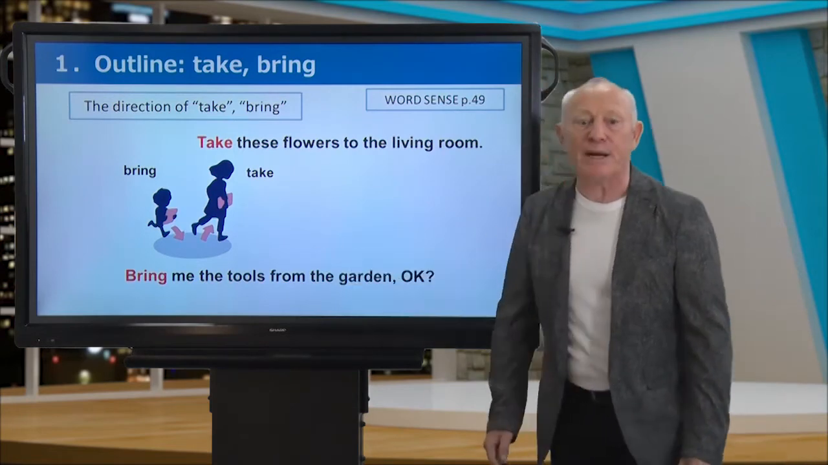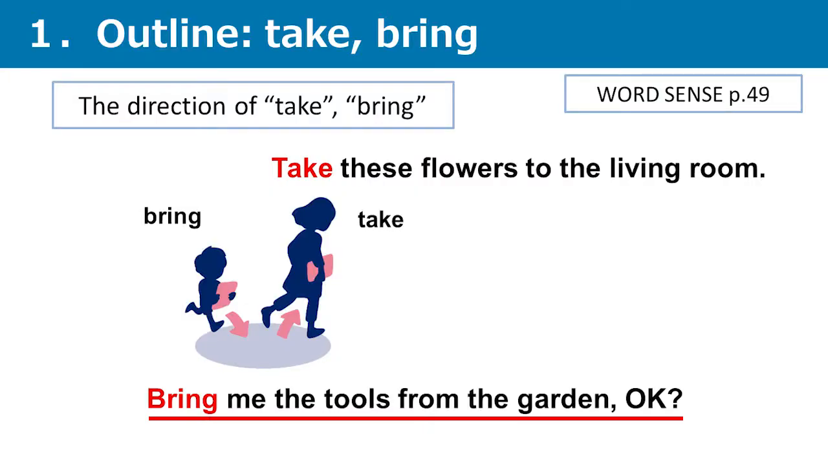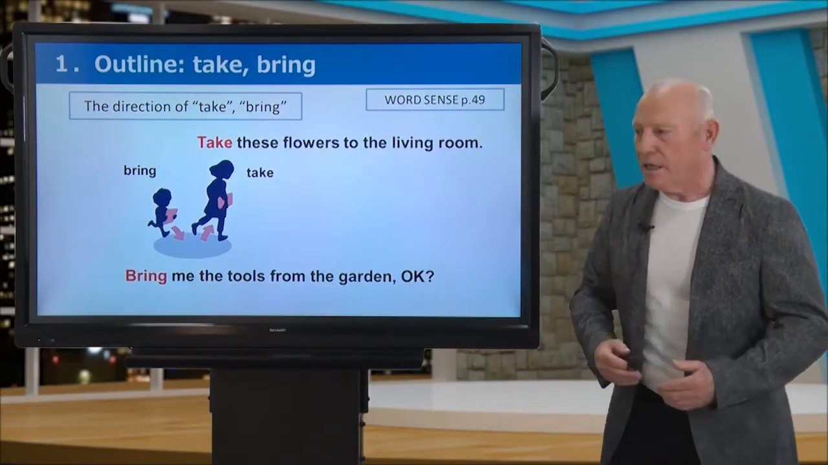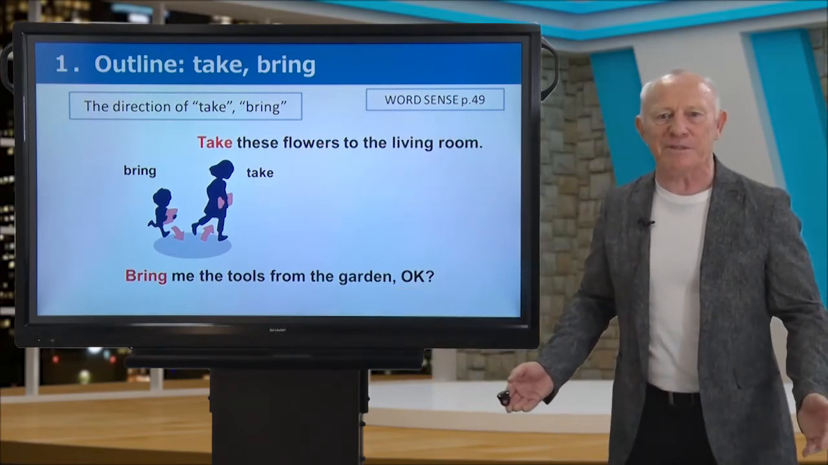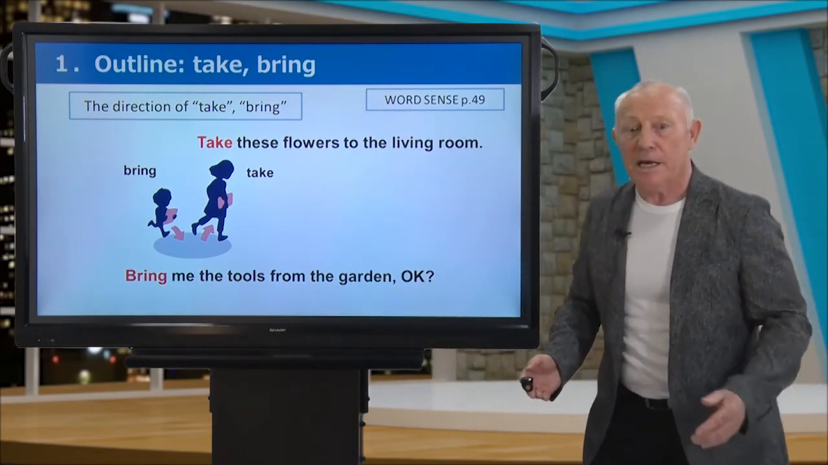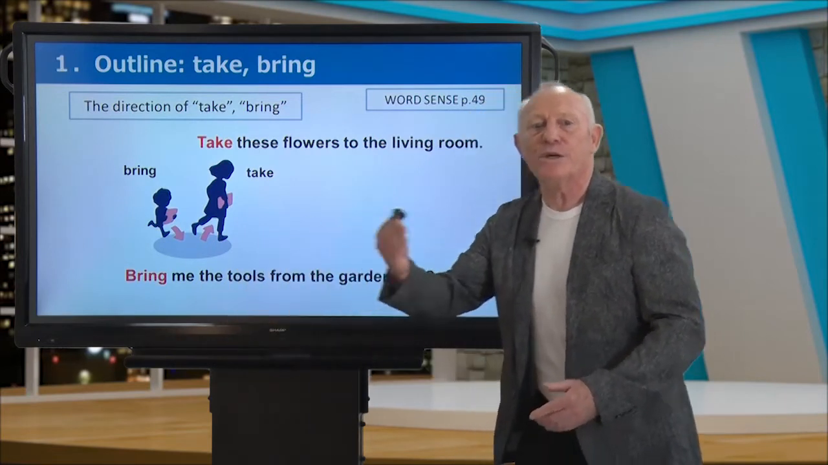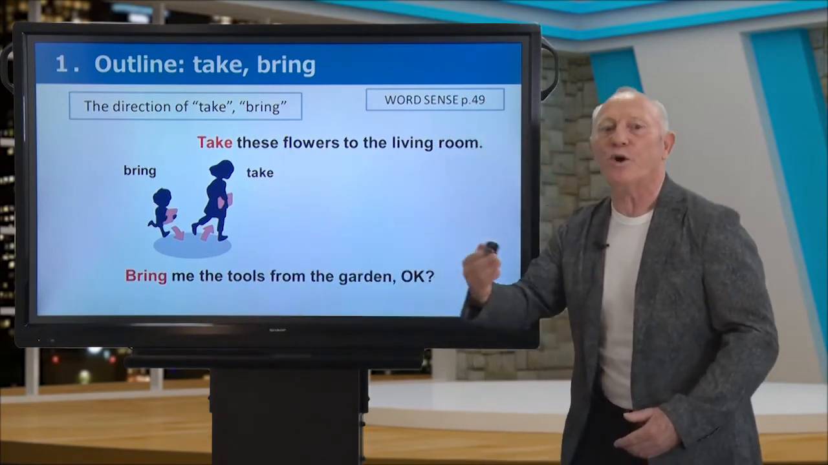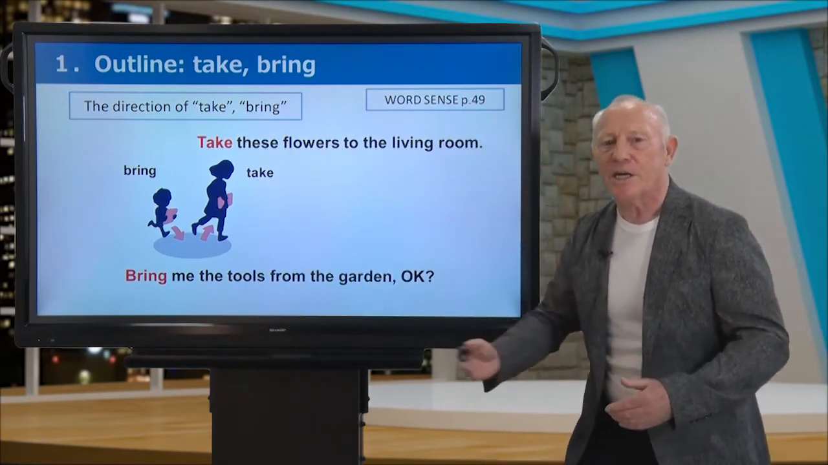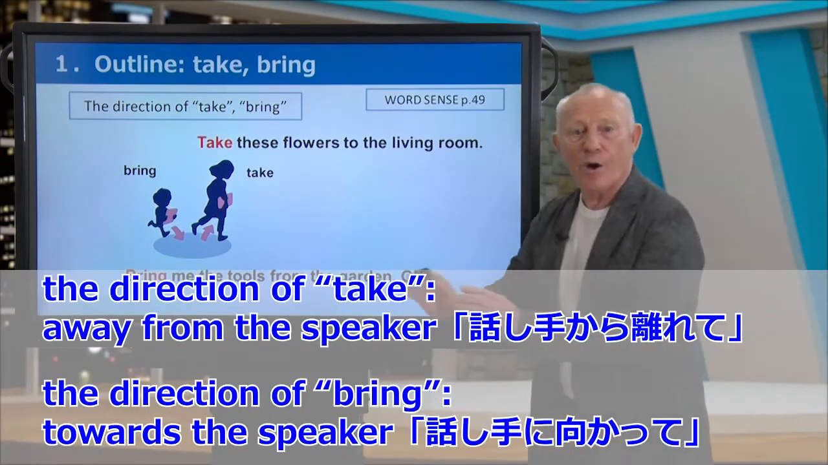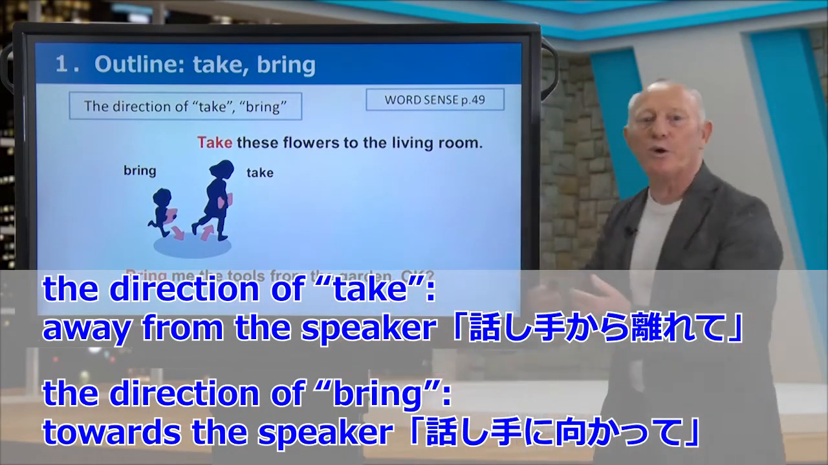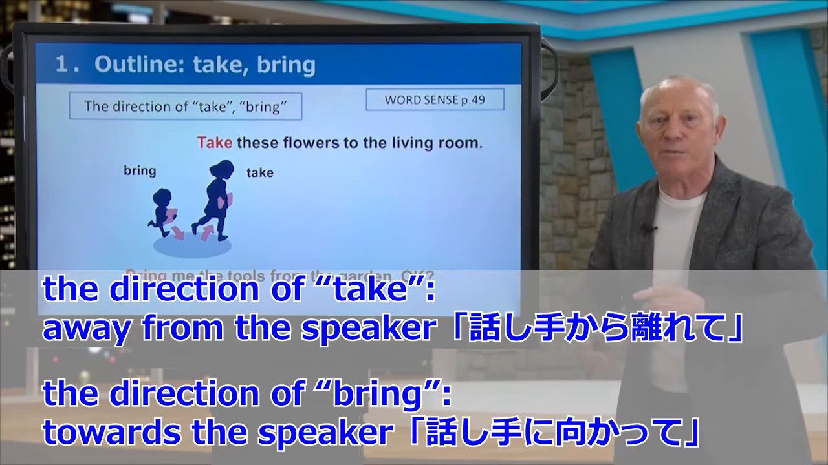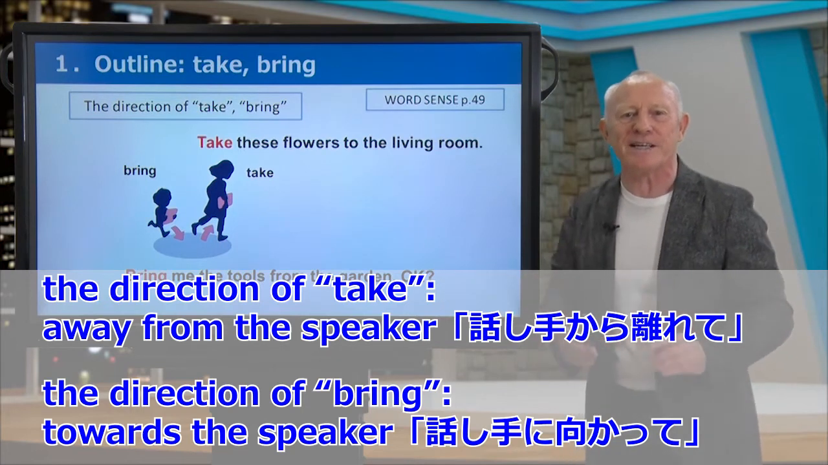Now, let's look at bring. Bring me the tools from the garden, okay? In this case, it's clear. The speaker and the tools are not in the same position at all. They're not in the same place. But the speaker wants the tools to come to where the speaker is. Therefore, we have bring, coming towards the speaker. The direction is towards. Take, away from the speaker. Bring, towards the speaker, okay? If you keep those two different directions in your mind, that will really help you use these two correctly.